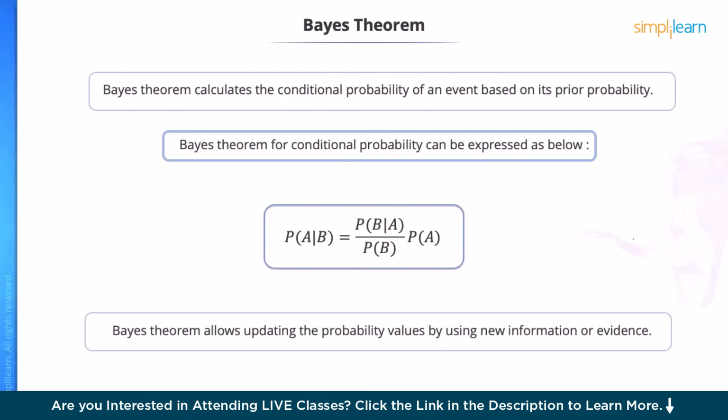Bayes theorem. Bayes' theorem calculates the conditional probability of an event based on its prior probabilities.